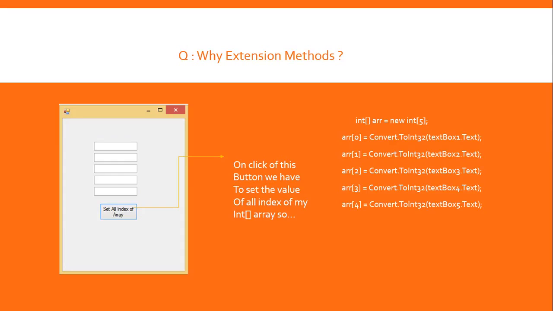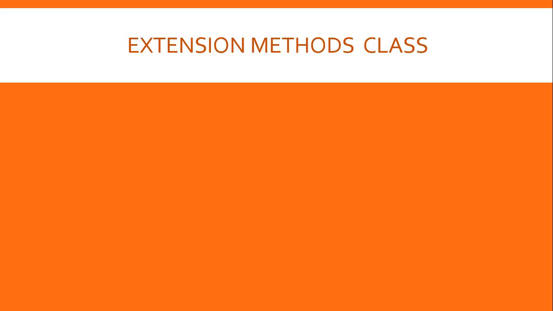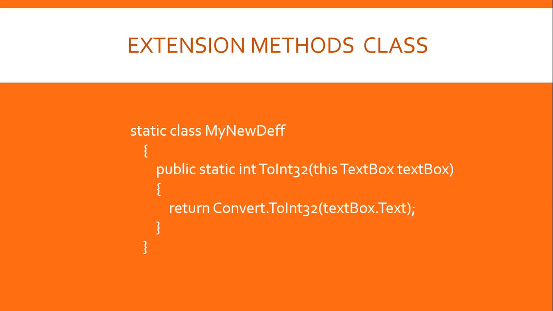So if we want the text box to directly return its value as an integer, we can't do this, because we can't write any methods in the text box class. But we can extend its methods with extension methods. So how does it work? First we have to create an extension class that should be static, because any extension method has to be static. So first we have to create a class.